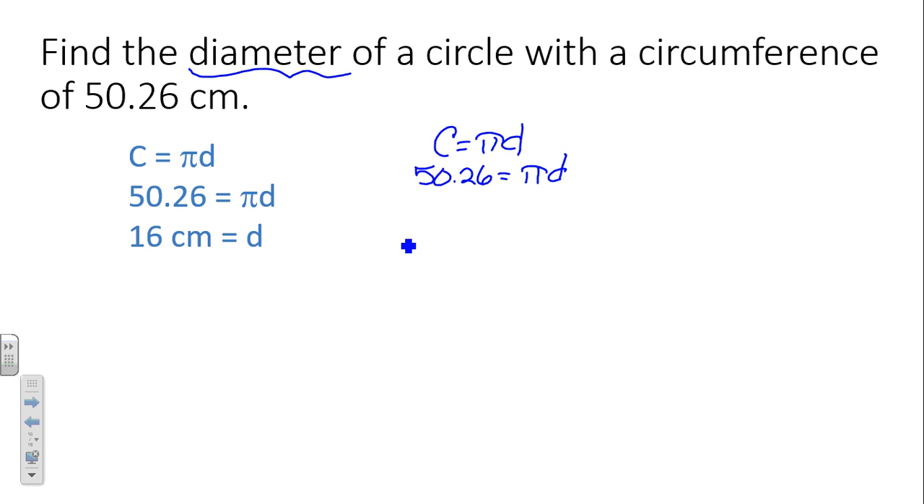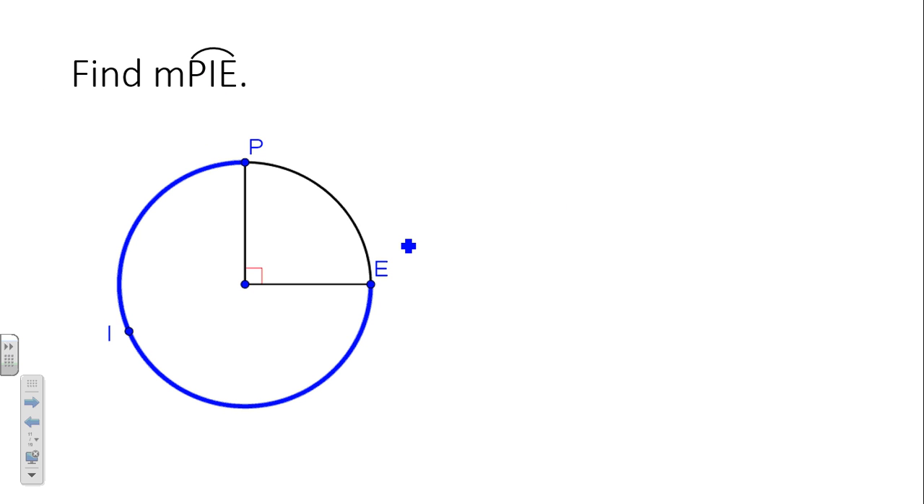Adam, did you have a question? Got this one written down? Eric, do you have this one written down? All right, we're good? All right, here's where it changes. Okay, so we were trying to get the diameter by itself, so we had to divide by pi. Okay? D is the diameter, 16 centimeters. Okay? All right, so here's where it changes.